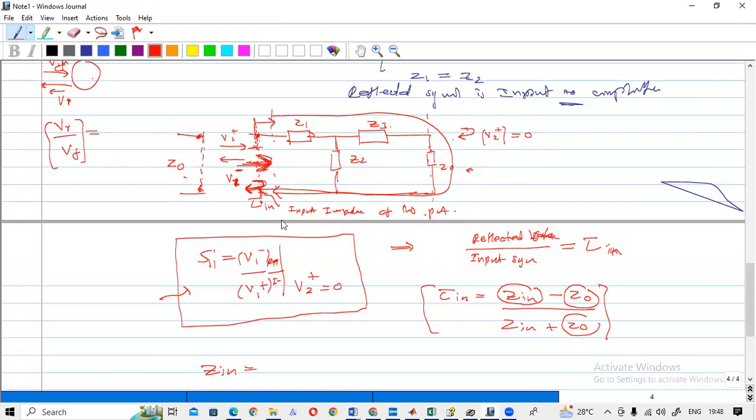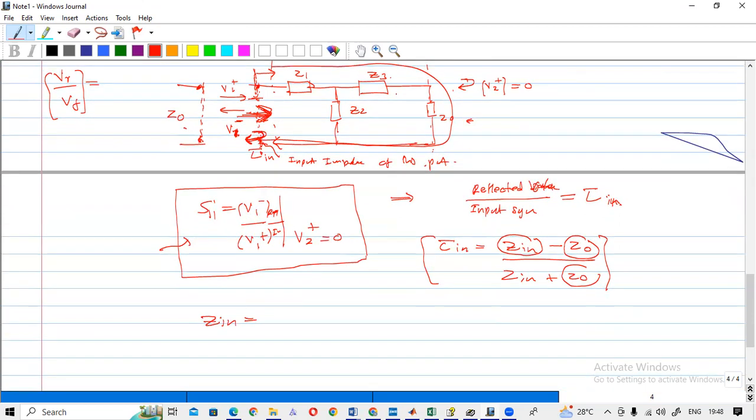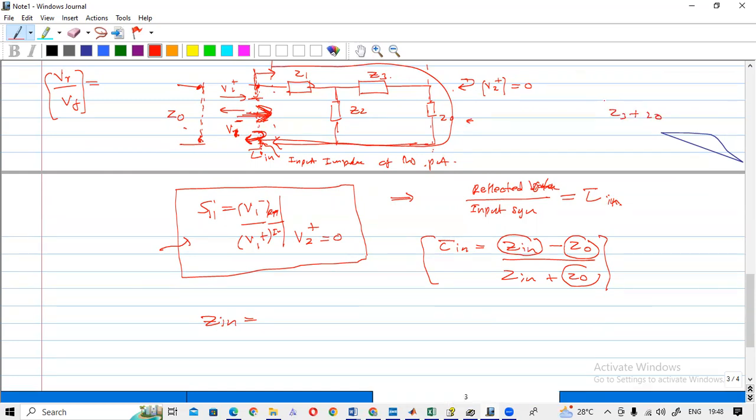You can see that here Z3 and Z0 are serially connected, and this one is parallelly connected. So this one you can write as Z3 plus Z0, and that is one impedance, and another impedance is like this, that is Z2. So these are parallelly connected. You can find the total impedance here, that is 1 over Z2 plus 1 over Z3 plus Z0.